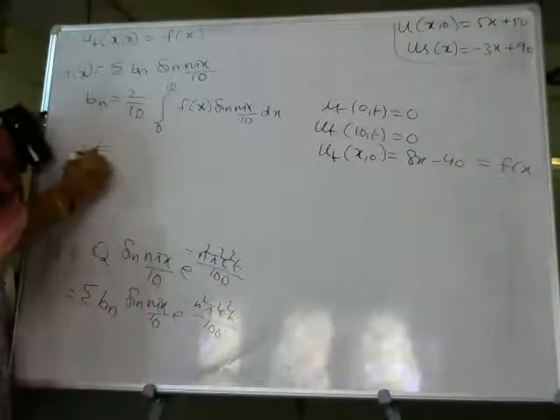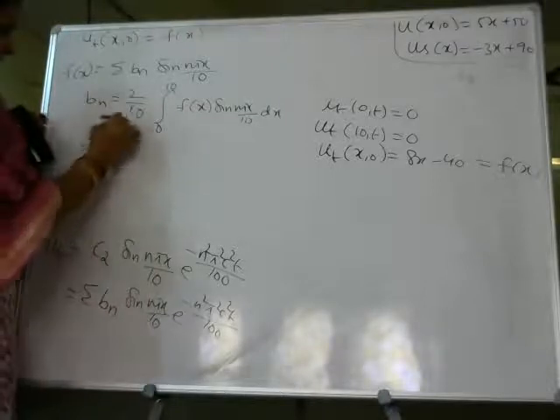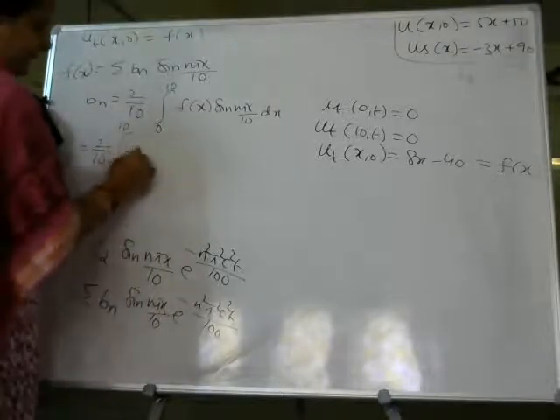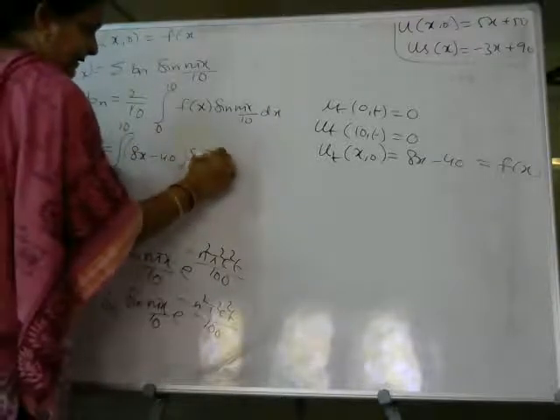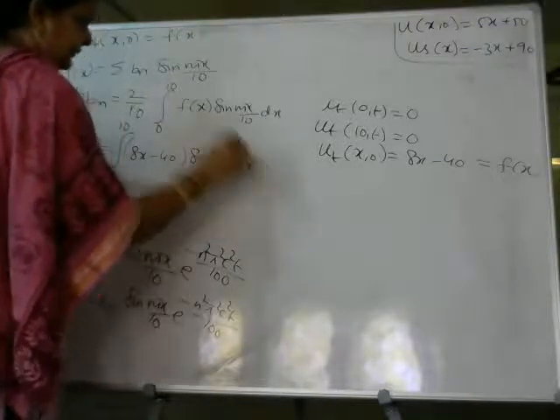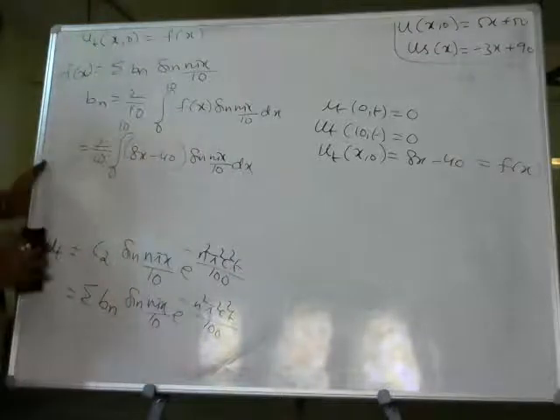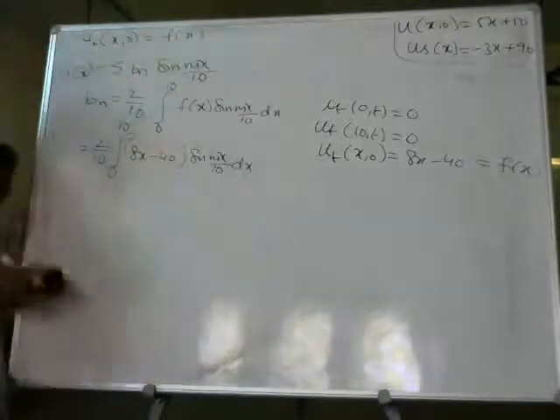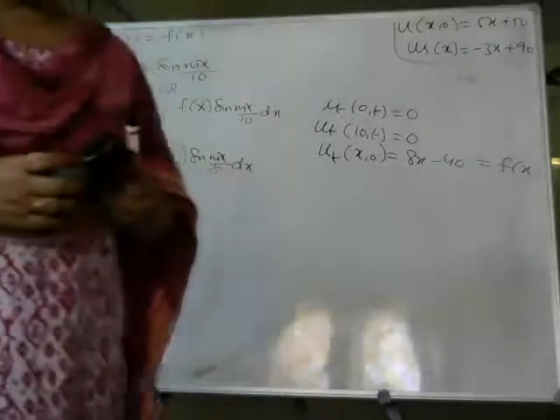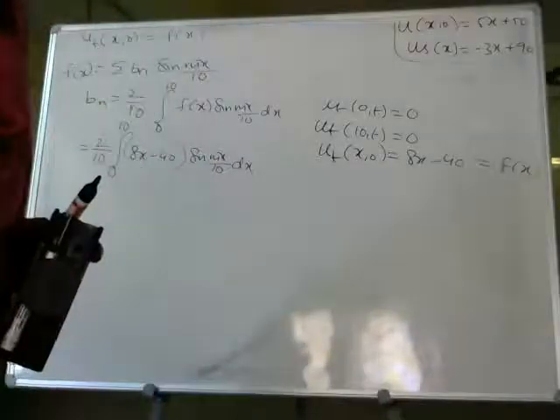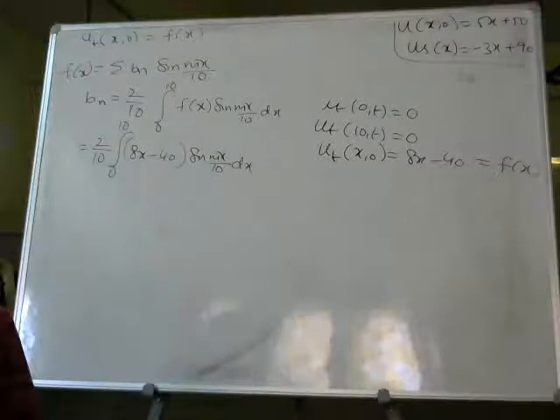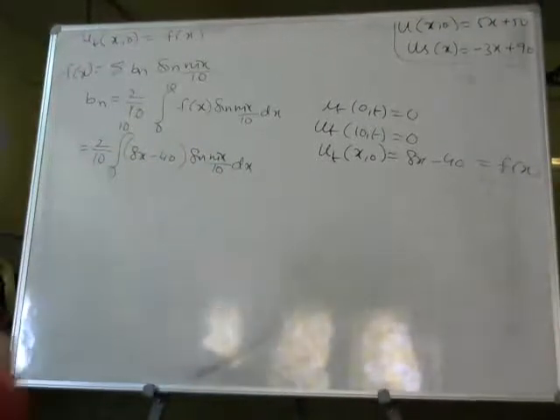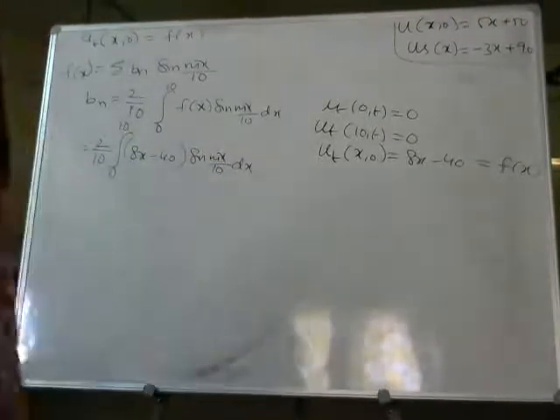So this is 2 by 10 integral 0 to 10 f(x), whose value is 8x minus 40, times sin n pi x by 10 dx. So find the value of bn, evaluating using Bernoulli's rule, integration by parts. Calculate the bn value and see what comes out. Okay, so we'll go with integration by parts for this.